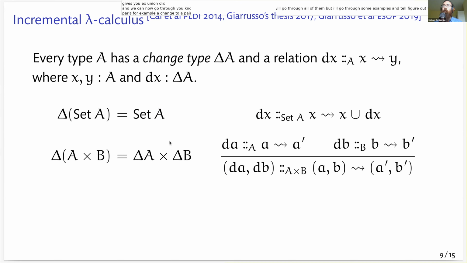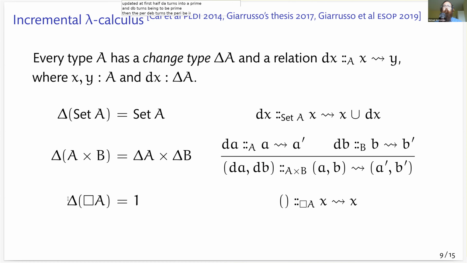This is pretty straightforward. If you have a change from the first half into the updated first half, dA turns A into A prime, and dB turns B into B prime, then the pair dA dB turns the pair AB into the pair A prime B prime.